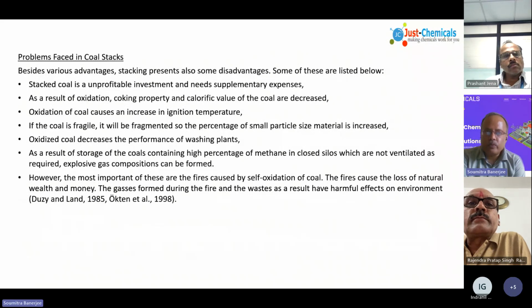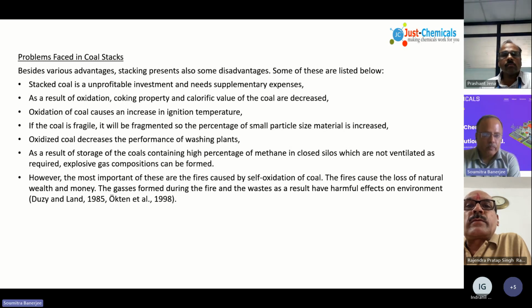These are the problems which you face in the coal stack. Stacked coal is an unprofitable investment and needs supplement expenses, beside various advantages. As a result of oxidation, the coking properties and calorific value of coal decrease. Oxidation of coal causes an increase in ignition temperature.